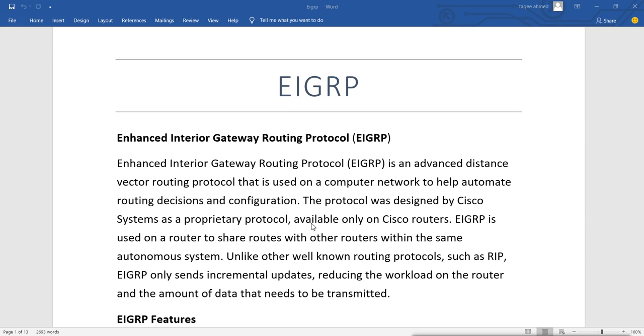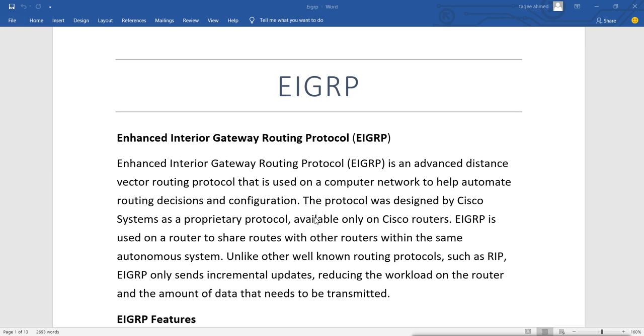So basically IGRP was a distance vector protocol. So this one is also a distance vector protocol. It is not like OSPF, which is link state. So it is still a distance vector protocol, but it has more advanced features than normal IGRP.